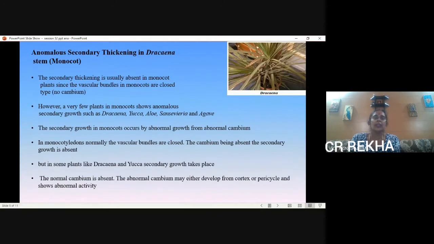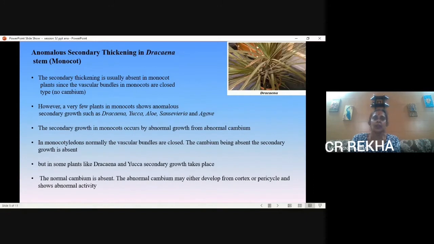So now let us study the anomalous secondary growth in Dracaena stem, that is the monocot plant. The secondary thickening is usually absent in monocot plants since the vascular bundles are closed type and they are scattered. Closed in the sense there is no cambium. However, in a few plants of monocots, they show the anomalous secondary growth such as Dracaena, Yucca, Aloe, Sansevieria and Agave. The secondary growth in monocots occurs by the abnormal growth from the abnormal cambium.